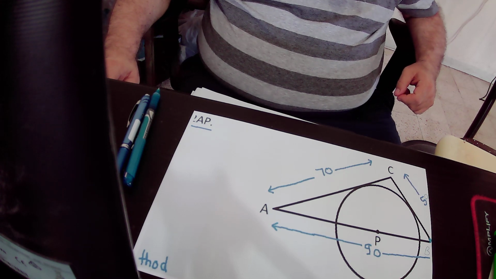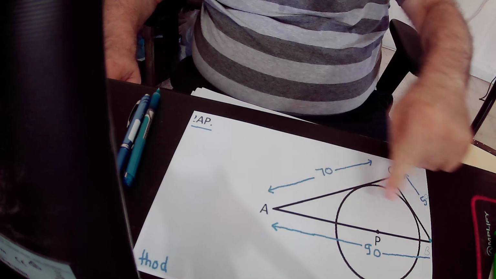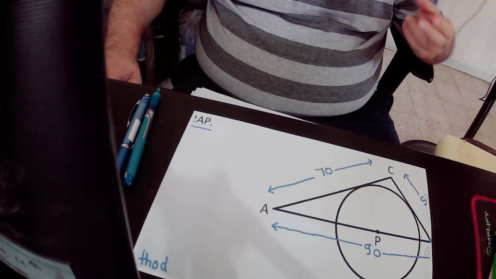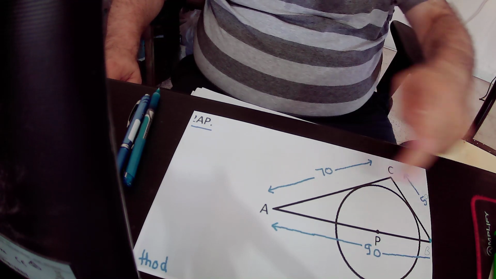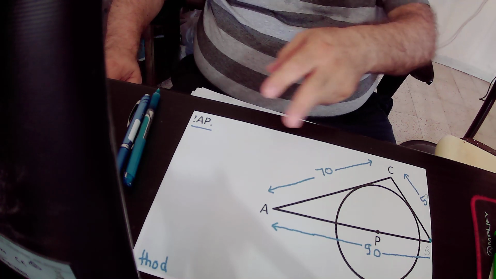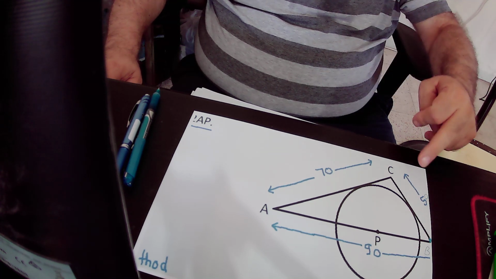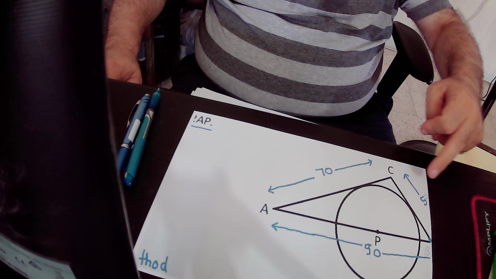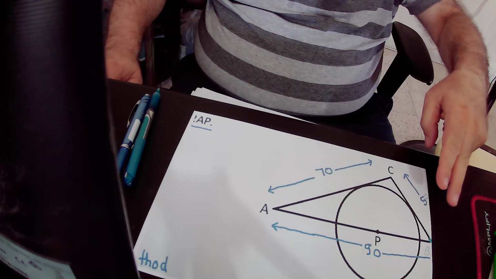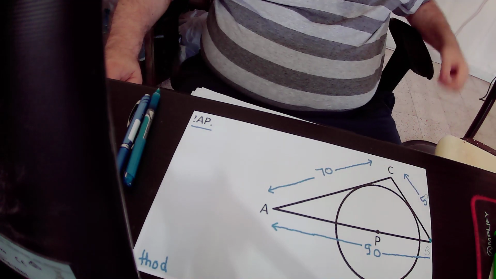Hello, in this lecture we will find the size of 2 times AP, or the value of 2 times AP. In the drawing we have triangle ABC. Side AC of the triangle equals 70 units. Side CB of the triangle equals 50 units. And side AB of the triangle equals 90 units.